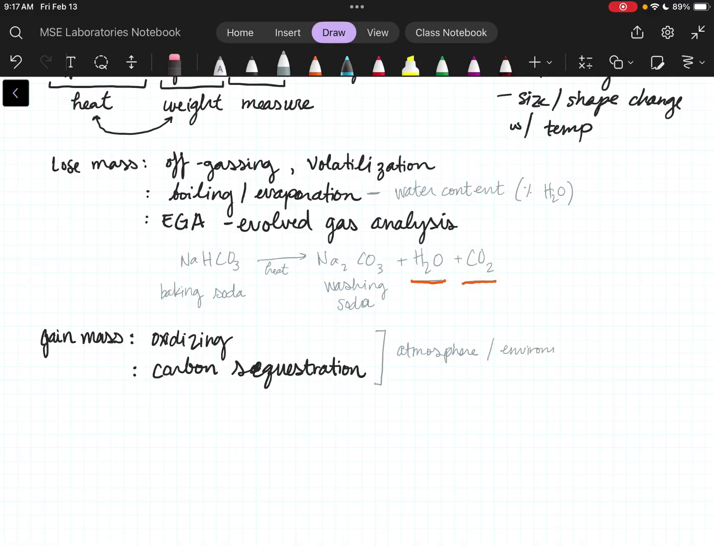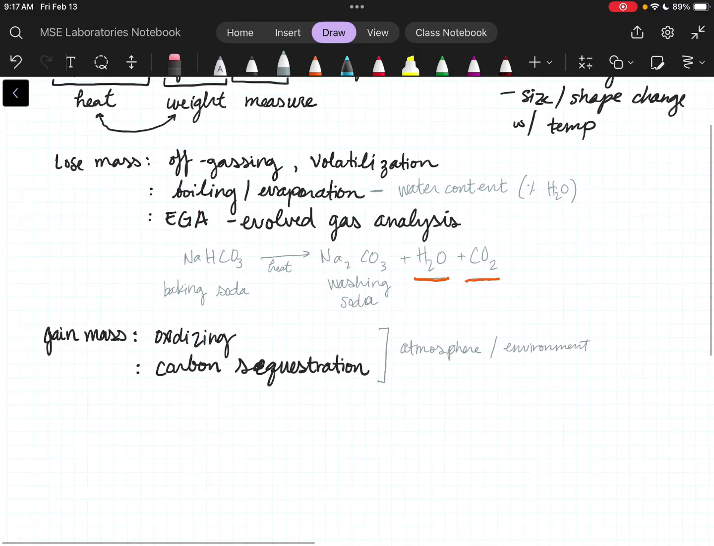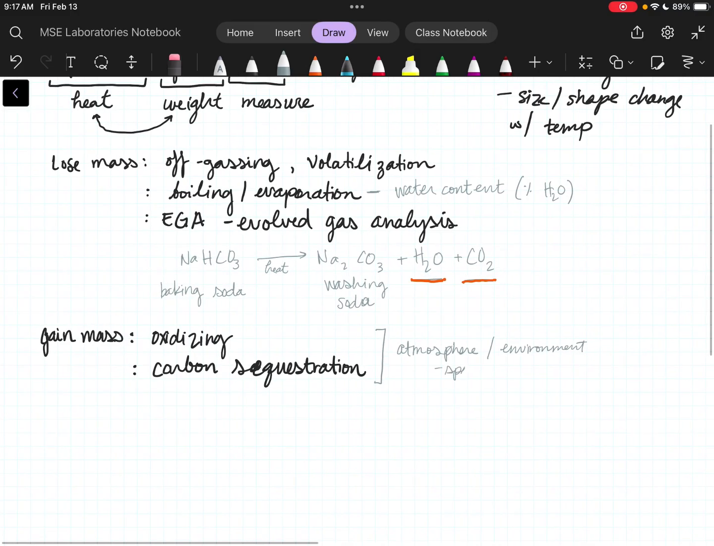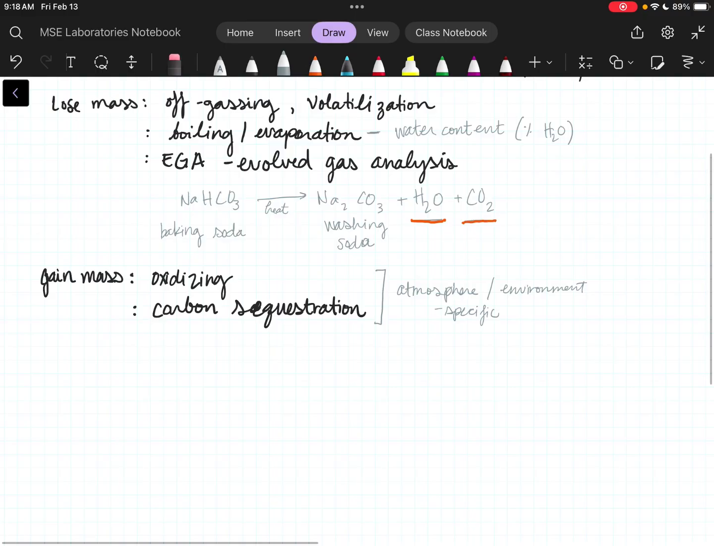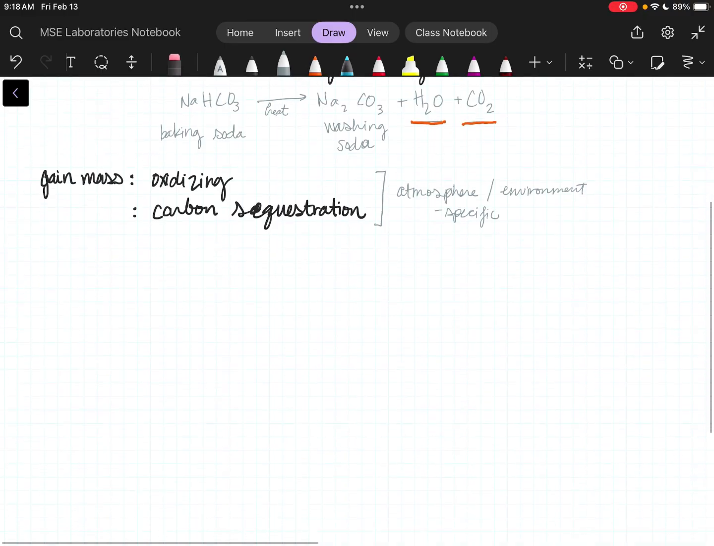And there's nitration, but that's super, super high temperature. You can get nitrogen uptake. More commonly, you're going to get carbon sequestration, so carbon uptake. That's actually a really big study right now as we're trying to fix the climate, is how do we fix carbon into a solid form instead of letting it bounce around the atmosphere.